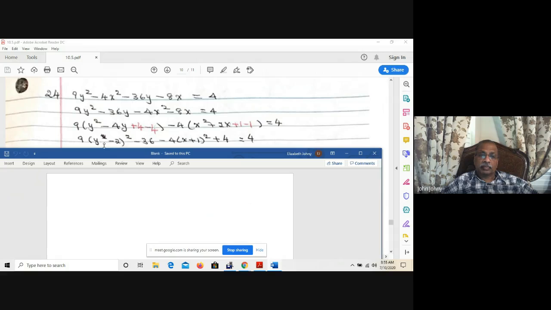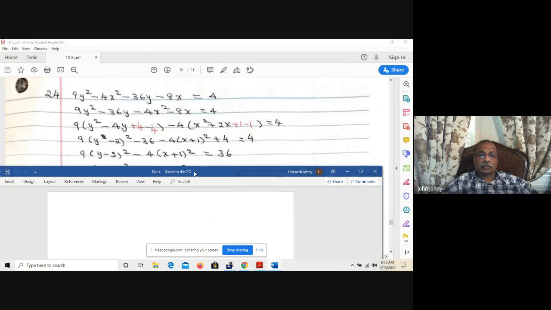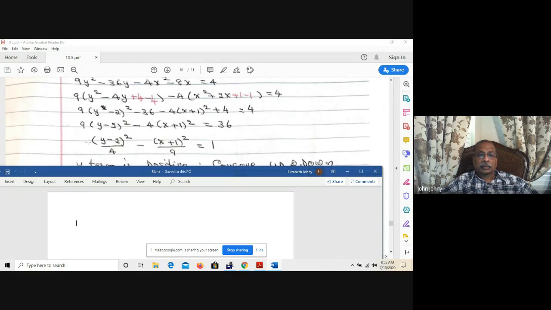That is (y − 2)² − 9 times −4 = −36, and −4 times (x + 1)² − 4 times −1 is +4. Now 9(y − 2)² − 4(x + 1)² is equal to 36, because you add a 36 and subtract a 4 on both sides. The right side becomes 36. Now divide both sides by 36.